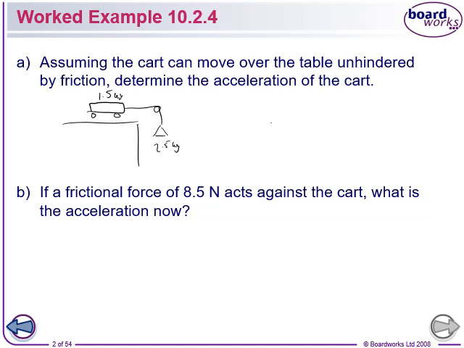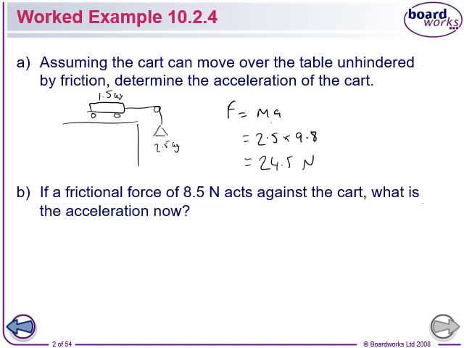Okay? Gravity has no effect on our cart because it's sitting on a bench top. Only the gravity on the 2.5 kilogram mass is going to accelerate this system. So let's work out what that force actually is. Force is mass times acceleration. So our mass is that 2.5 multiplied by 9.8 for gravity. So I get 24.5 newtons.